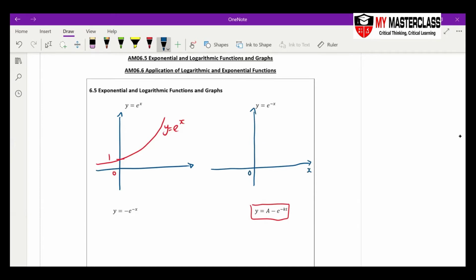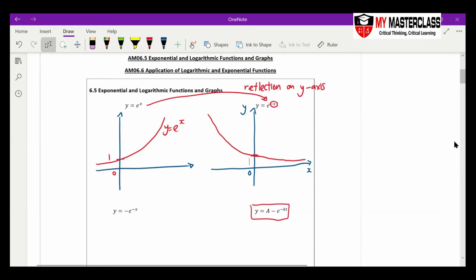So you see now, 0, this is your x, and this is your y. From this graph to this graph, you see the negative is at the x. So this is a reflection on the y-axis, which means the y-axis is a mirror. Basically, all your positive x values become negative, and all your negative x values become positive. So it looks like this.